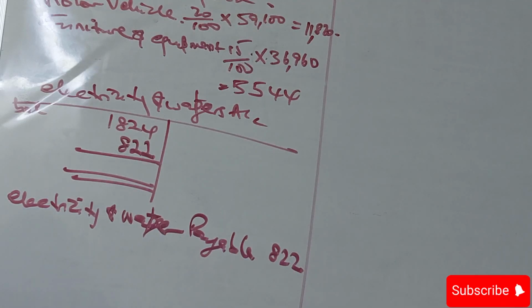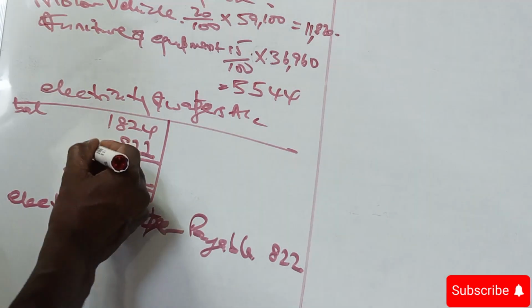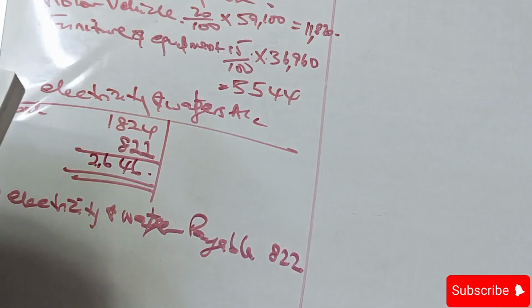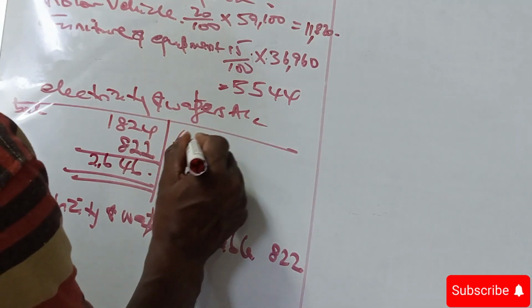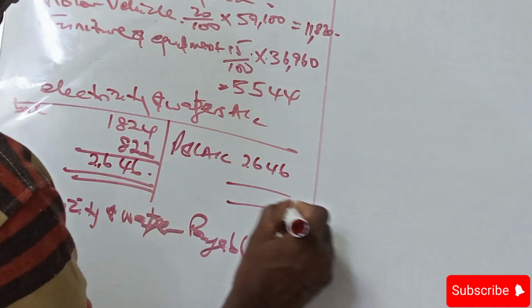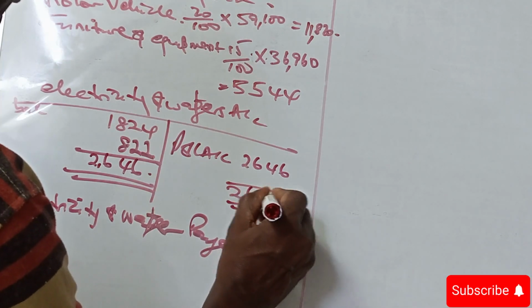1824 plus 822. It has been incurred, but it has not been paid. The total is 2646. So we take to the P&L account 2646.